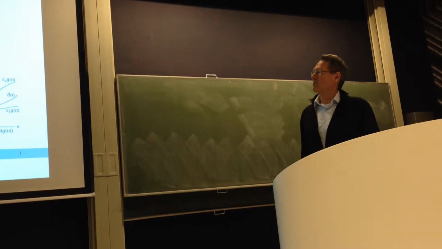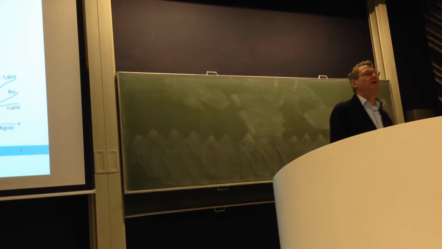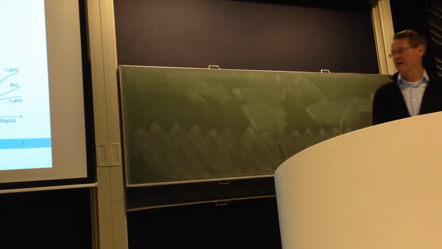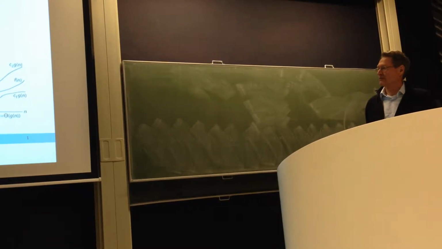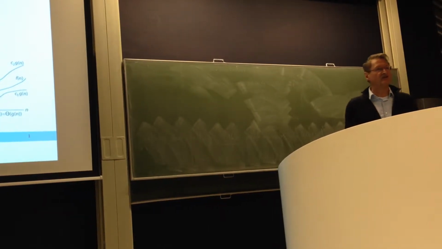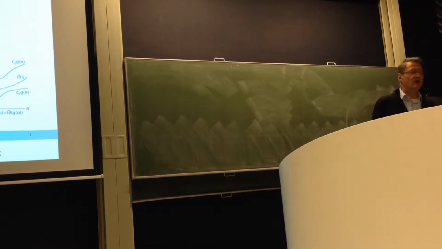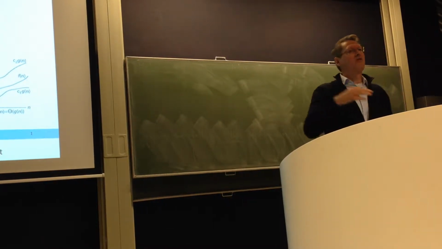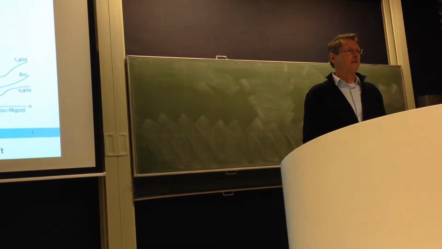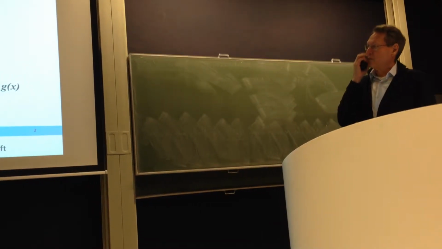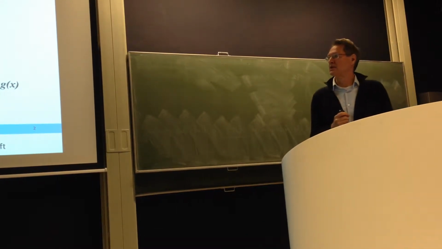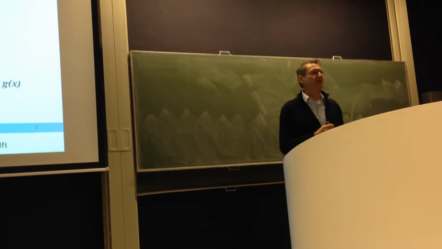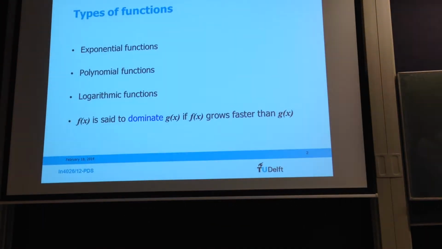Let me tell something about complexity notation, something which we'll be using quite a lot in the following material of the course. Complexity notation is basically used to have an estimation of the growth of functions. We roughly distinguish between three types of functions, at least in this course. These are exponential functions, polynomial functions, and logarithmic functions.